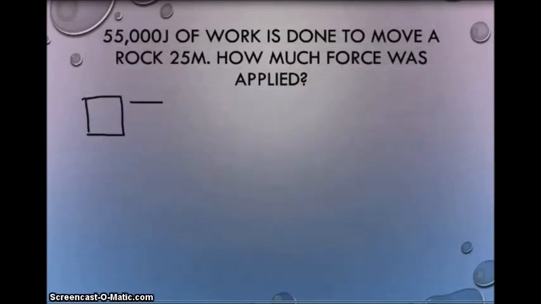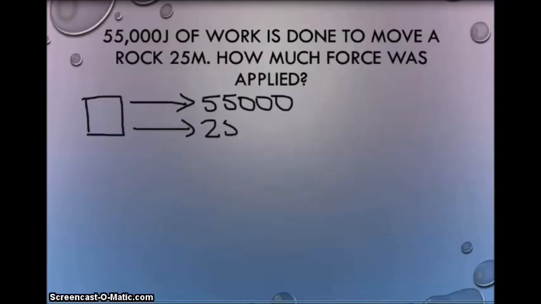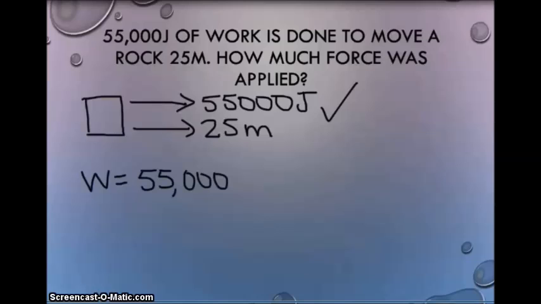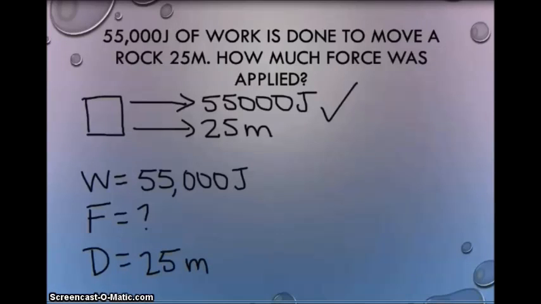In this last problem, we have 55 joules of work is done to move a rock 25 meters. How much force was applied? So we already know the work is being done, and that implies that the force and the distance have to be in the same direction. We have 55,000 joules of work. We need to solve for force, and then we have 25 meters for distance.